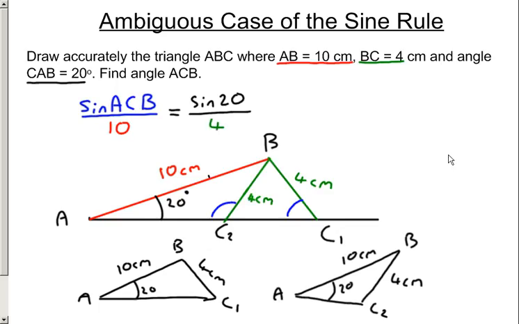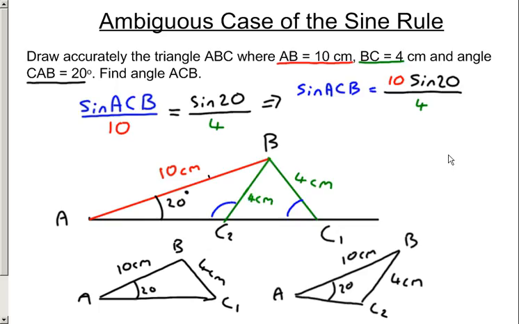Now with a bit of rearranging, from here we get sine ACB is equal to 10 sine 20 over 4.